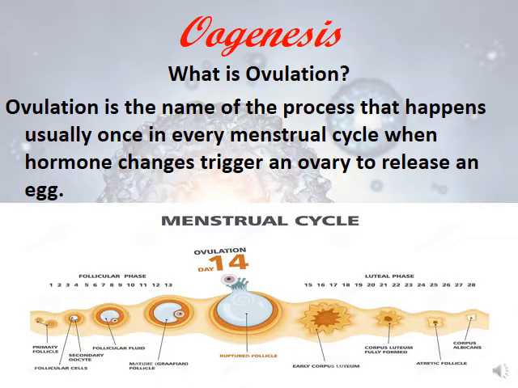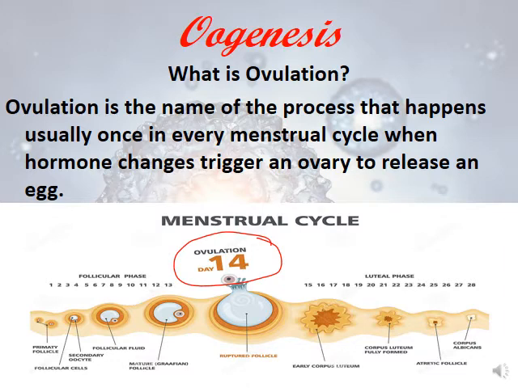And here in this slide, we're going to talk about ovulation. Ovulation occurs at day 14 of the female menstrual cycle. Ovulation is the name of the process that occurs once every menstrual cycle, at day 14. When hormones change, they can trigger an ovary to release an egg where the follicle has ruptured.